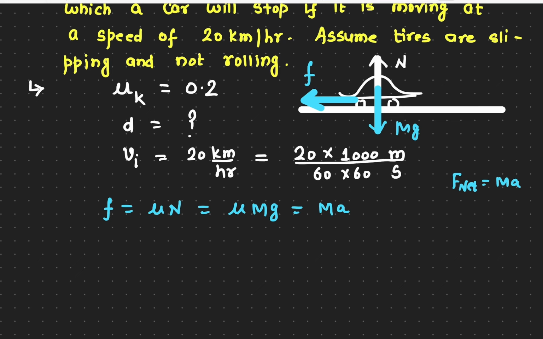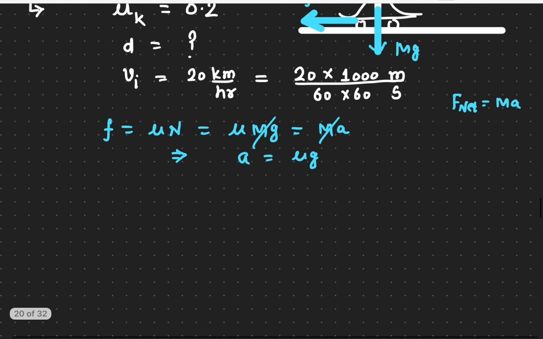And I'm trying to make this video as short as possible, so I'm writing in short here. So what does this mean? This means the mass and mass cancel out, and I have a equals mu times g. So I found my a value, the acceleration. What is the value of mu? 0.2. G value, just to make calculation easier, I am assuming 10. So it will be 2 meters per second squared.